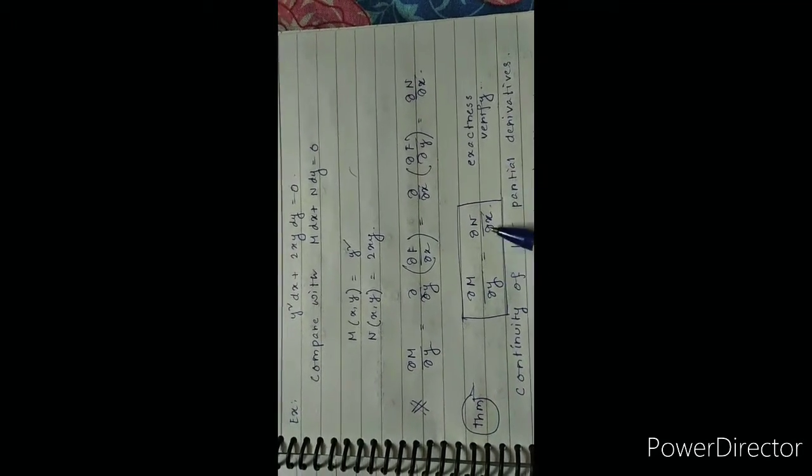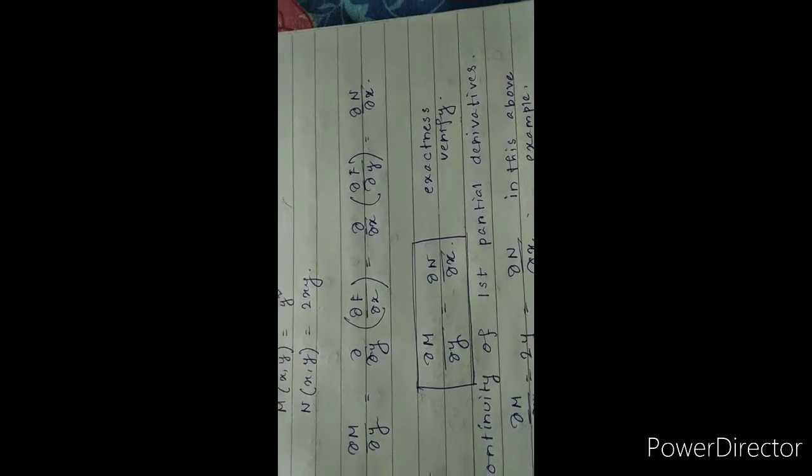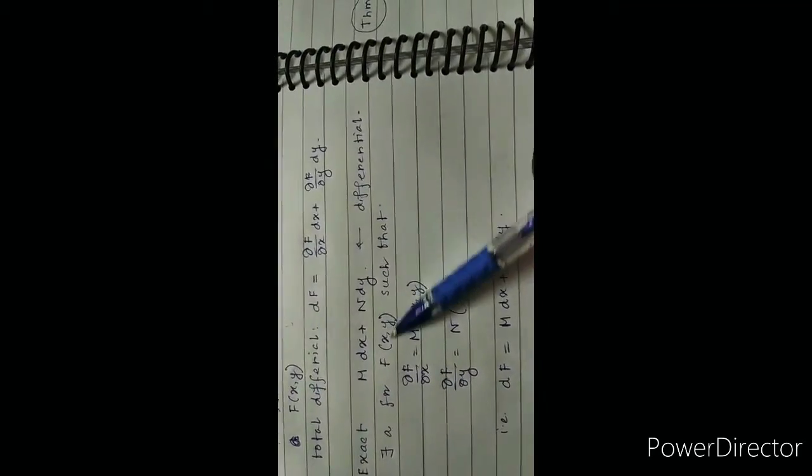So just remember that any first order differential equation of the form M dx plus N dy equals 0 is exact whenever del M del y equals del N del x. This is a very important condition. It holds both ways, that is, it is a necessary and sufficient condition. If this holds, then the given differential equation is exact, and if the given differential equation is exact, then this relation holds.